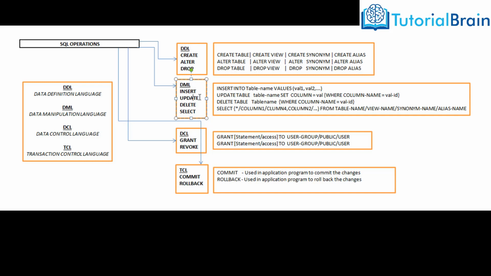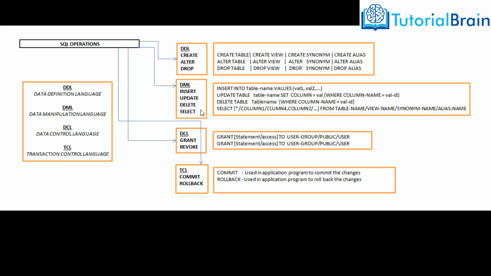And the last one we have in DML is select. Now select is used to select all the columns from a table or view or a synonym or alias. Or you can also use select to select a particular column or a group of columns. So we will see all this once we move further.